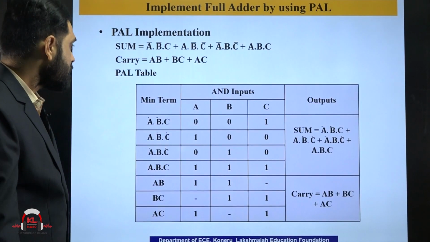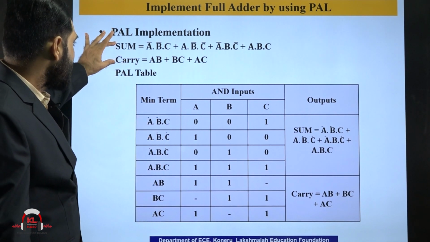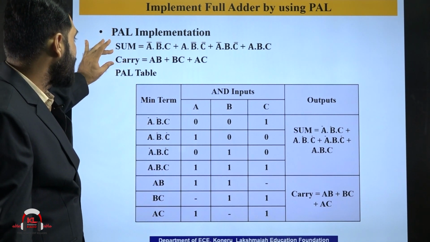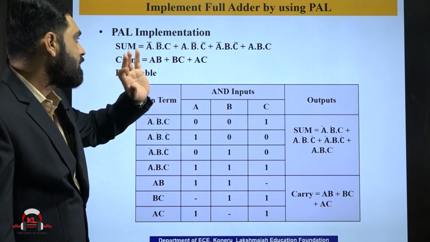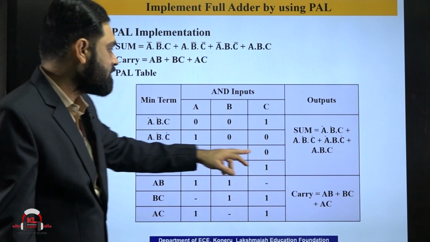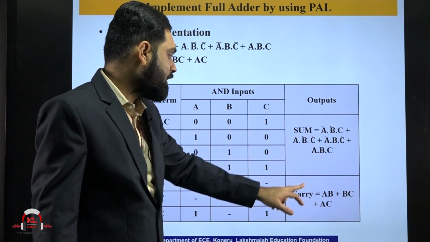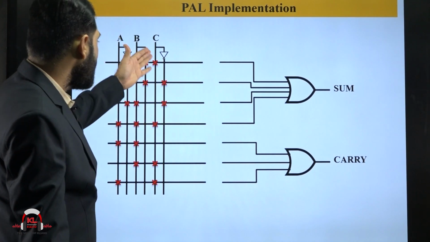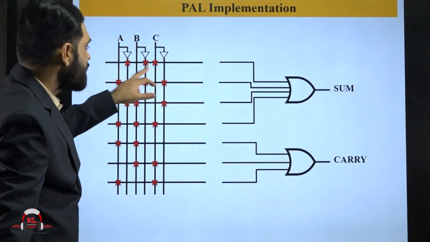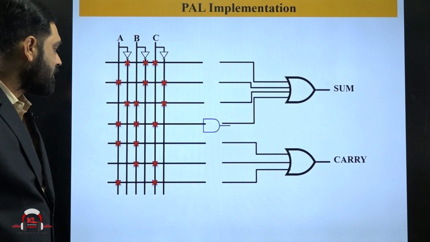Next, suppose this kind of expression is given to you, sum and carry. That also you can implement here. You can take all these combinations, and for those combinations, sum you will get for this combination and carry you will get for this combination, and accordingly you can make the connections. So these are the AND gate connections.